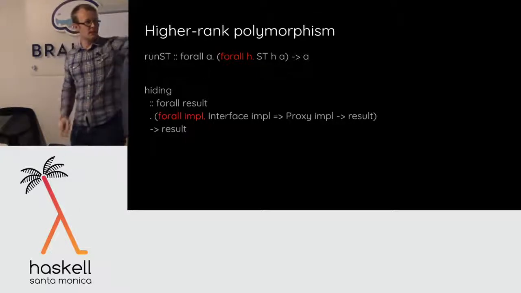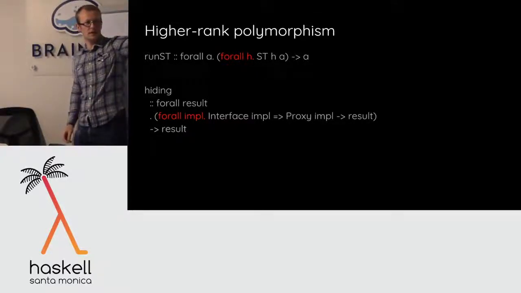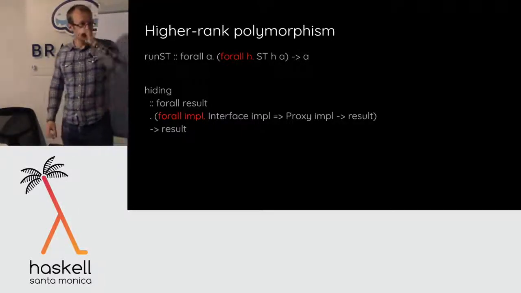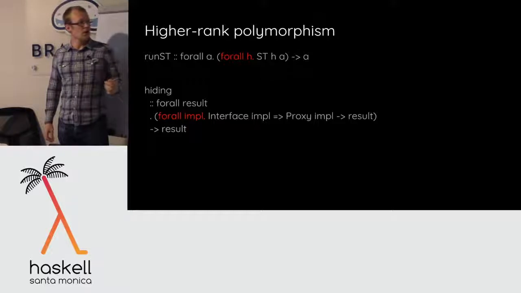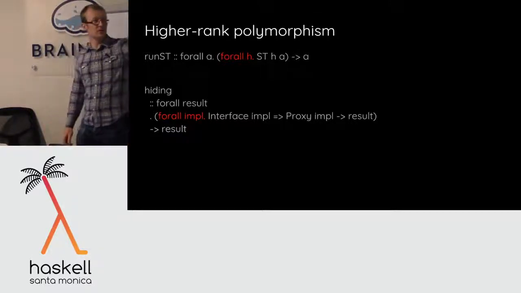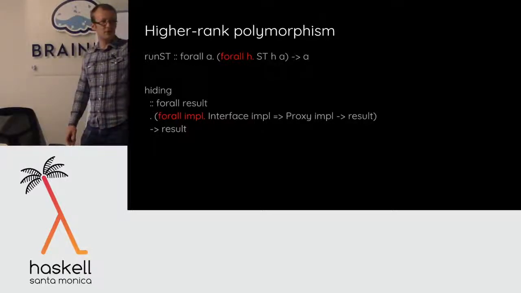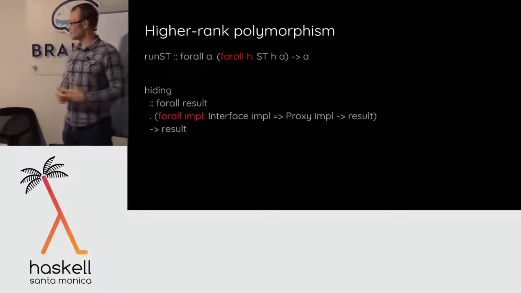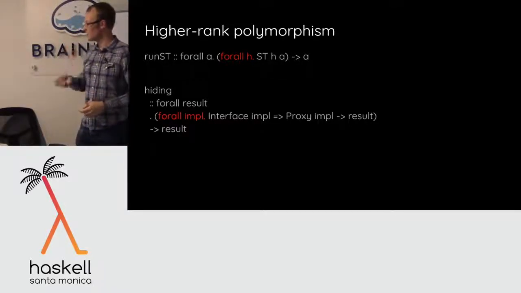Right, so if I said for all result and implementations, interface, impl, and then everything else was the same, right? So in that case, I could call, well, for a start, when I call this hiding function, I need to know the implementation, right? But I don't want the caller to pick the implementation. I want the function itself to pick the implementation. But I don't want you to know what implementation I chose.